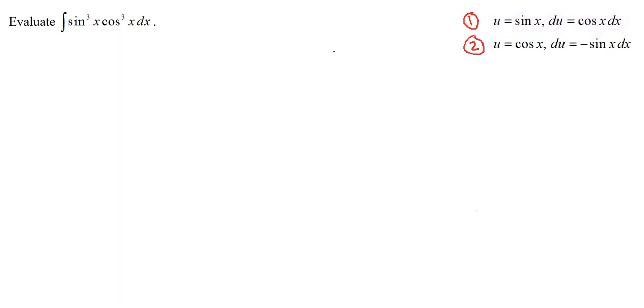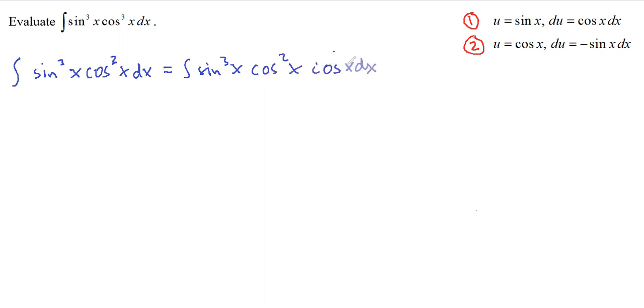First, we prep our integral for the substitution. So the integral of sine cubed x times cosine cubed x dx is equal to the integral of sine cubed x times cosine squared x, because we're taking out one cosine x factor to make our substitution. And now we observe that our very first term in the integrand is actually equal to u to the power of 3, and that cosine x dx is equal to du.